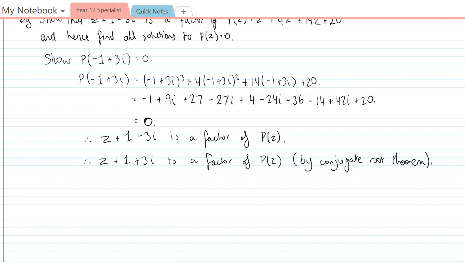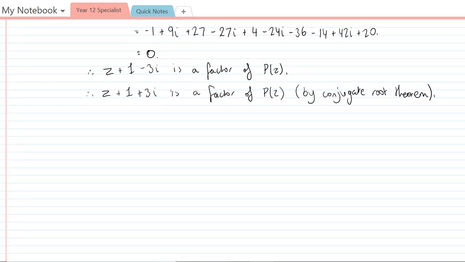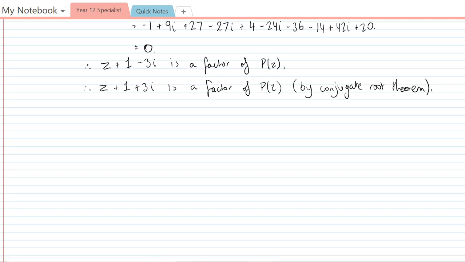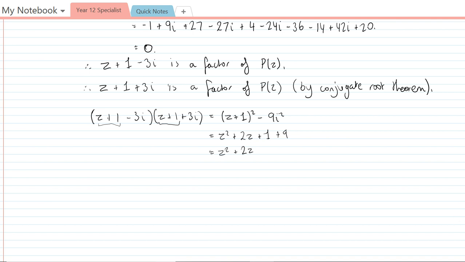And so then I just need to find out what my other factor is, because it's a cubic polynomial. So what I'm going to do is multiply those two factors, and I'll see what I end up with. So z plus 1 minus 3i and z plus 1 plus 3i. And this is really a difference of two squares, because we've got z plus 1 and then plus or minus something. So that's going to become z plus 1 squared minus 9i squared. So that becomes z squared plus 2z plus 1, and then that's going to just become plus 9. So that is z squared plus 2z plus 10. So that's the quadratic factor.